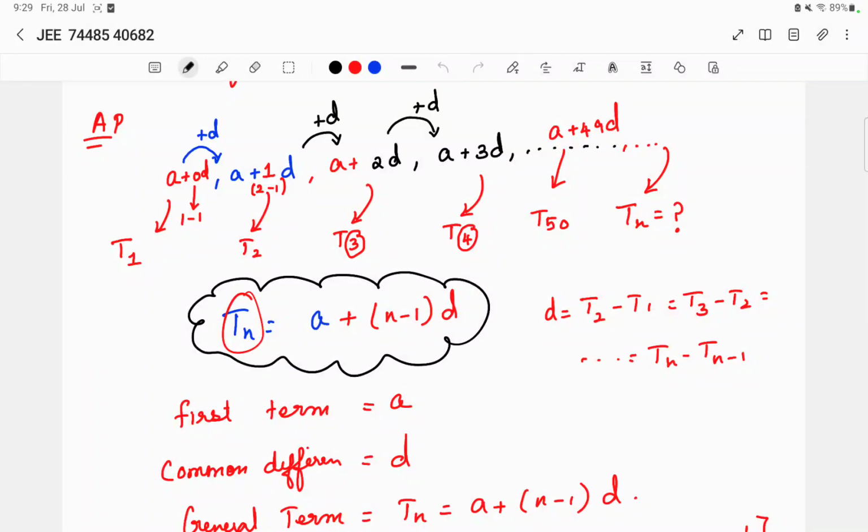So in last class we started sequence and series. So this is the second lecture of sequence and series. So first we will recall whatever we had done in the last class.